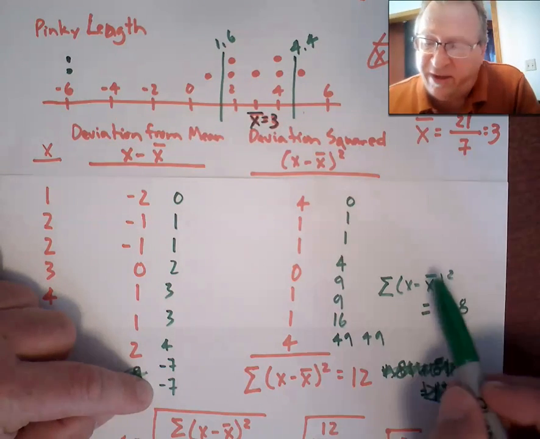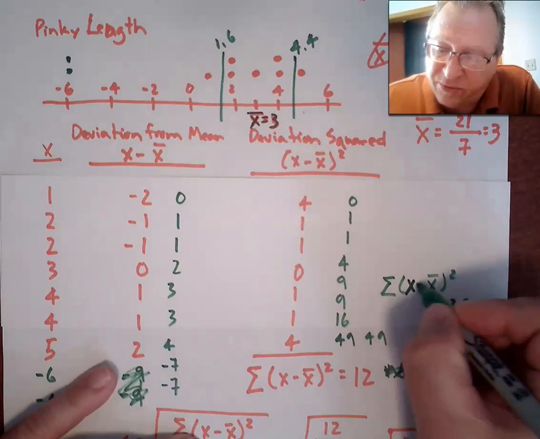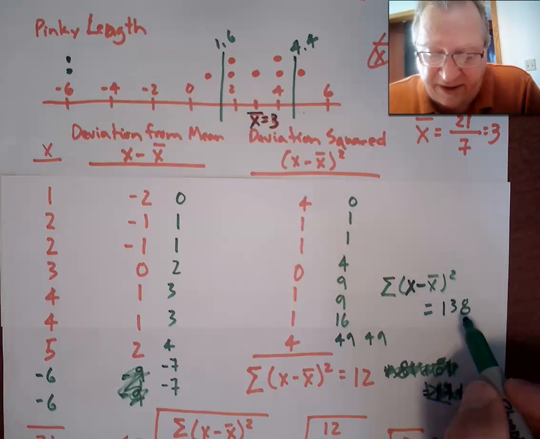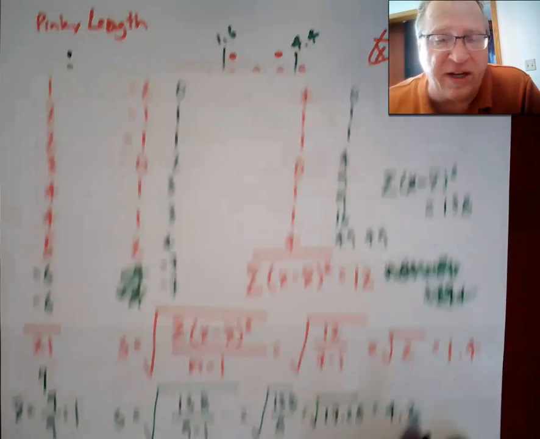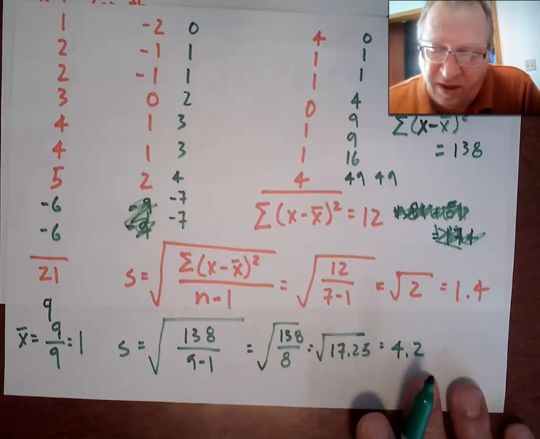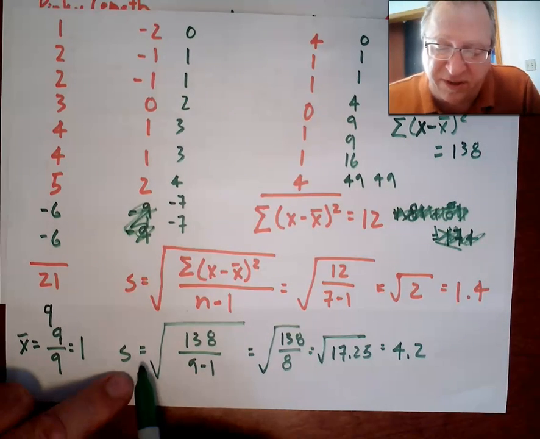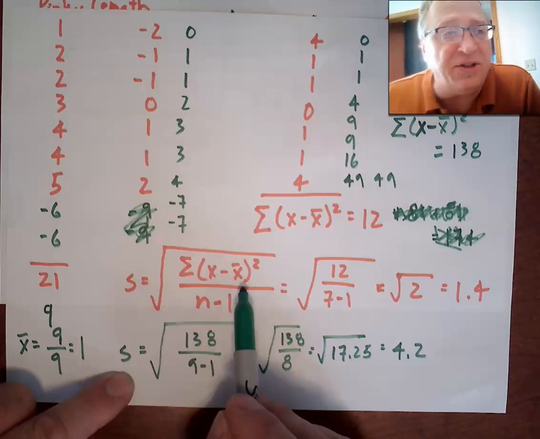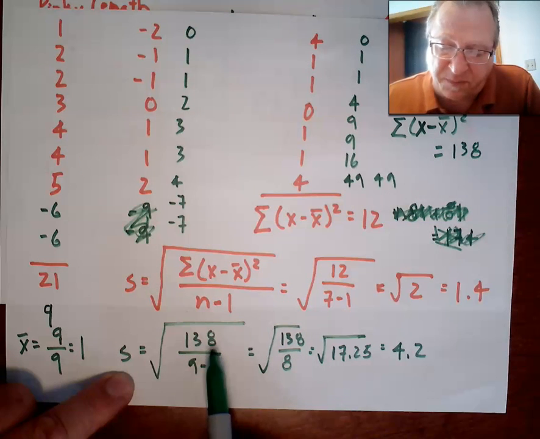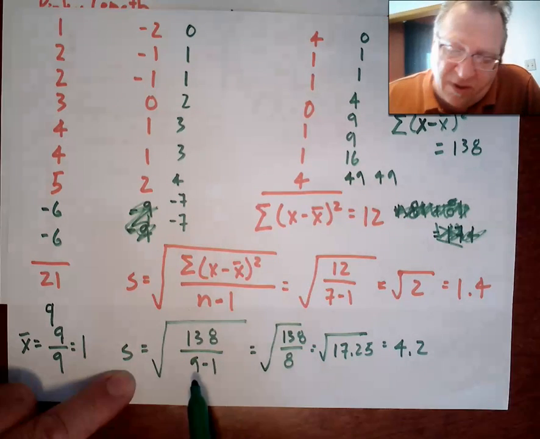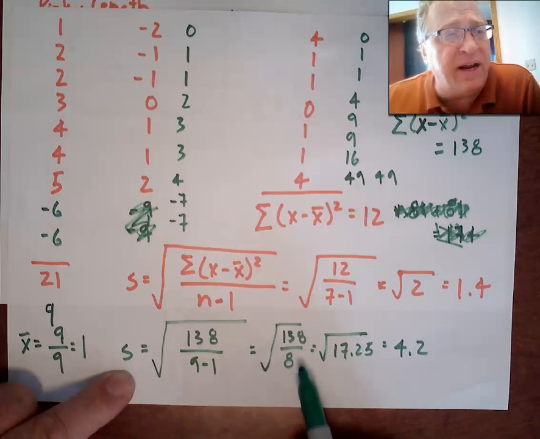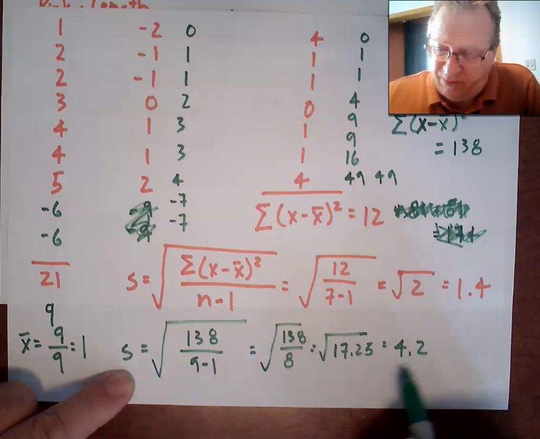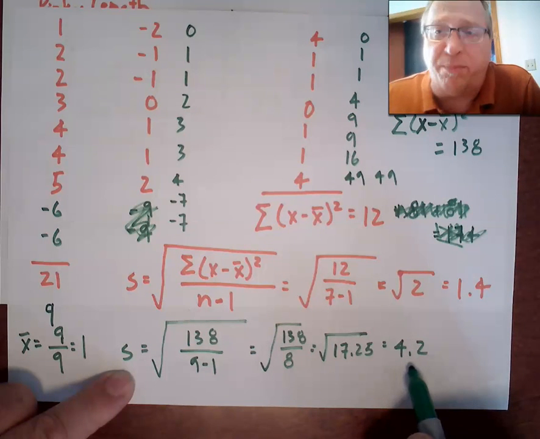And then we need to calculate the sum of our squared deviations. If we add up those 9 values, I got 138. And we can now calculate our new sample standard deviation, and I've done that at the bottom. Sample standard deviation is equal to the square root of the sum of the deviations squared, 138, divided by n minus 1. That's 9 minus 1, that's 138 over 8. The square root of 17 1/4 gives us a sample standard deviation of 4.2.